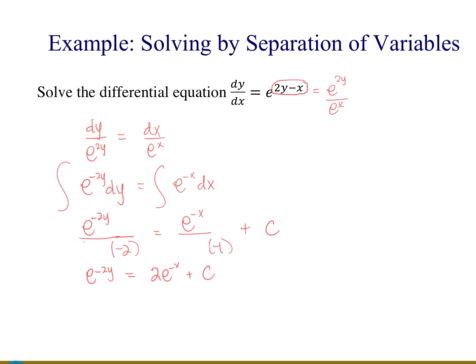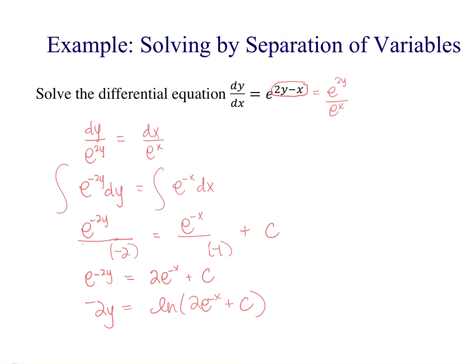We're going to apply a natural log on both sides. And when you do a natural log, make sure it's around the quantity of 2e to the negative x plus c. So make sure that your plus c is in the quantity, not outside of it. So our answer, finally, with y by itself, would be y is negative 1/2 of the natural log of the quantity 2e to the negative x plus c.